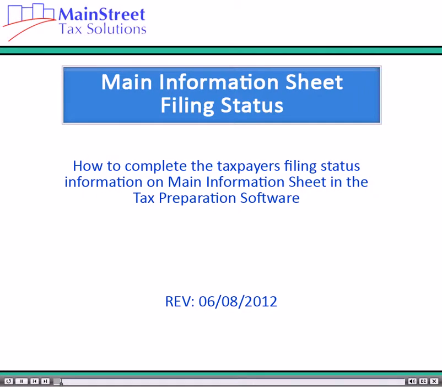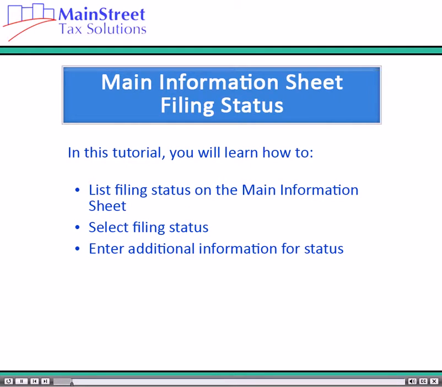This tutorial will continue to walk you through how to fill out the main information sheet in the software by completing the taxpayer's filing status information. In this tutorial, you will learn how to list the filing statuses available on the main information sheet, select a filing status on the main information sheet, and enter additional information on the main information sheet for the married filing separately, head of household, and qualifying widow or widower filing status.